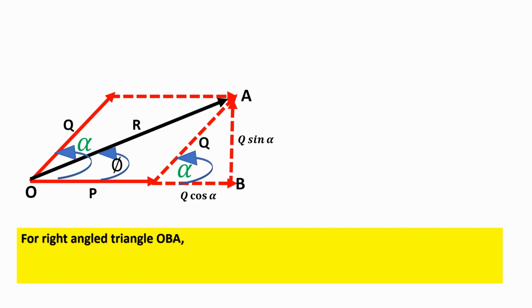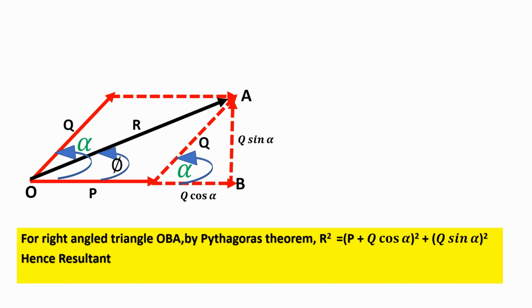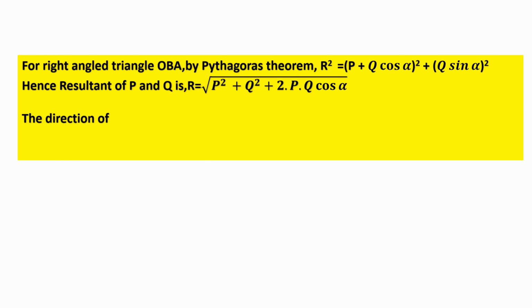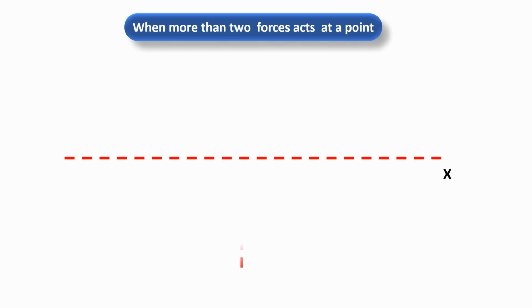For right-angled triangle OBA, by Pythagoras' theorem, R squared equals (P plus Q cos alpha) squared plus (Q sin alpha) squared. Hence the resultant of P and Q is R equals square root of P squared plus Q squared plus 2 P Q cos alpha. This is the case when more than two forces act at a point.